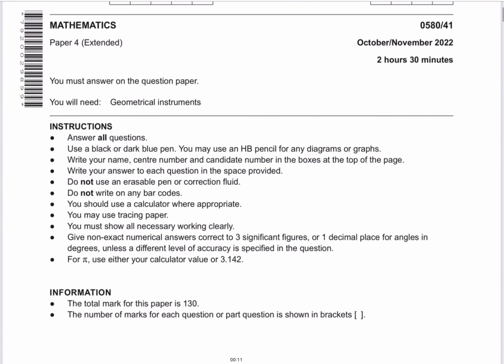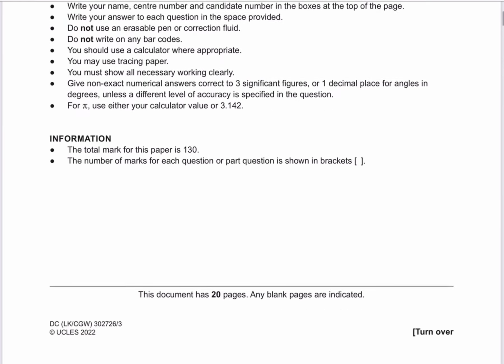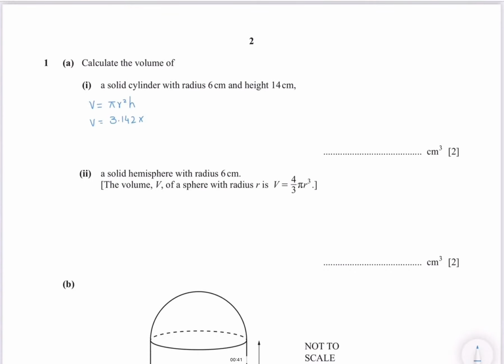Going to discuss this paper, October-November 2022, 0580 P4 variant 1. So, in our question number 1, in part A, he says, calculate the volume of a solid cylinder with radius 6 cm and height 14 cm.